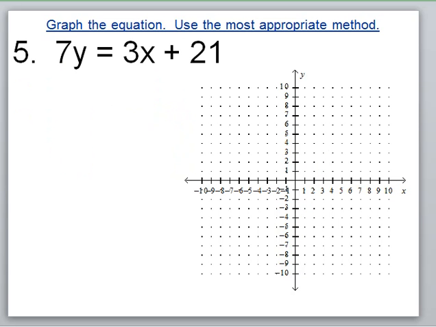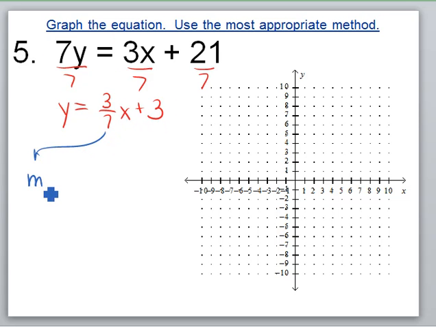A couple more of these. On this one, in all honesty, you could choose the x and y intercepts, or you could say slope-intercept form. Both of them are manageable methods on this one. I'm going to go ahead and do slope-intercept just because I like to graph in slope-intercept form whenever I can. This is y equals 3/7 x plus 3. So that means that my m is 3/7 and my b is 3.